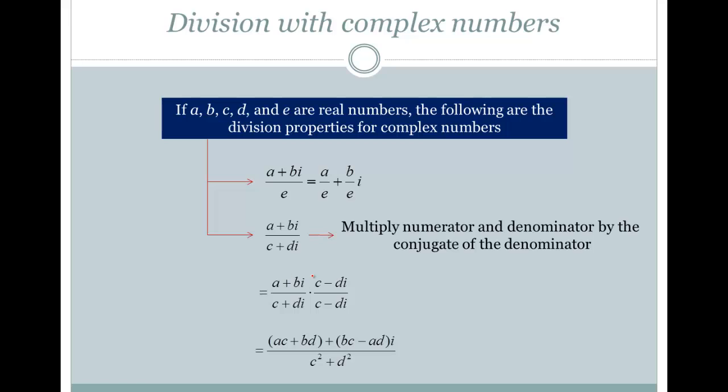On the top, we're going to FOIL these two, just like we did before. And this is what it simplifies down to. But you guys should pause the video and show that a plus bi times c minus di, if I multiply that together, I get what's in the numerator over there. So you guys should pause and make sure that you understand that part of it.